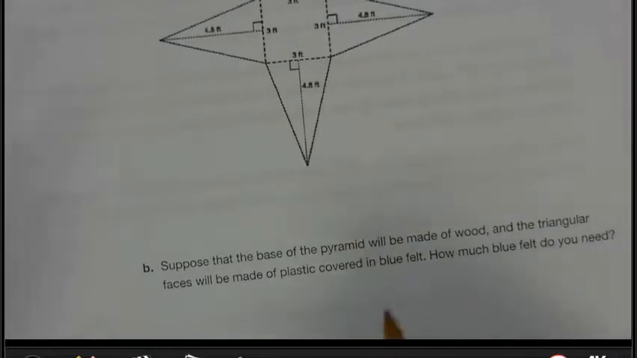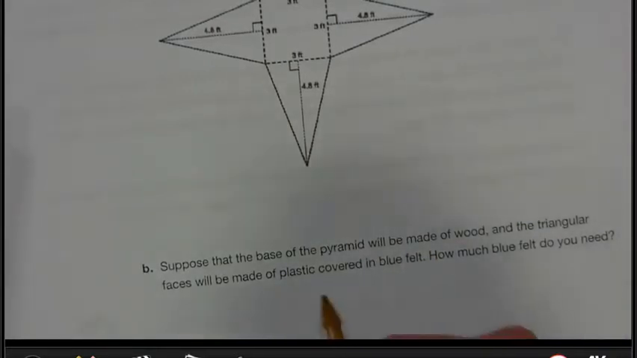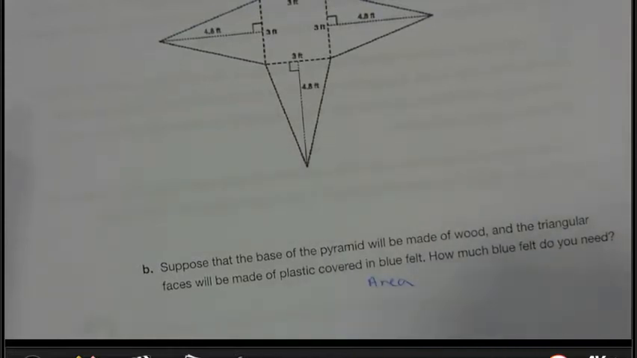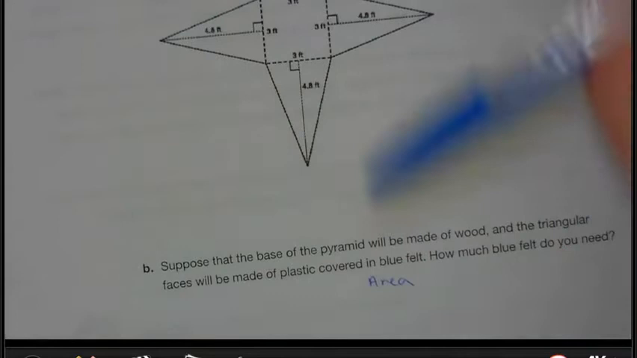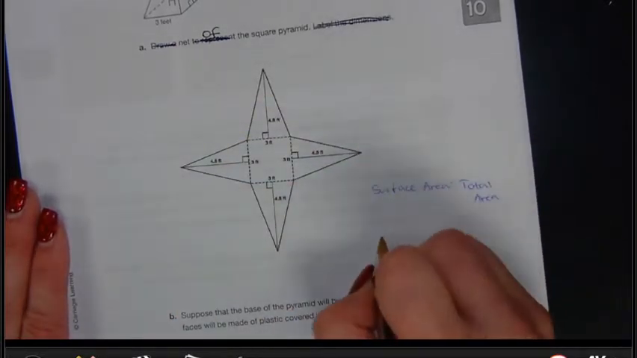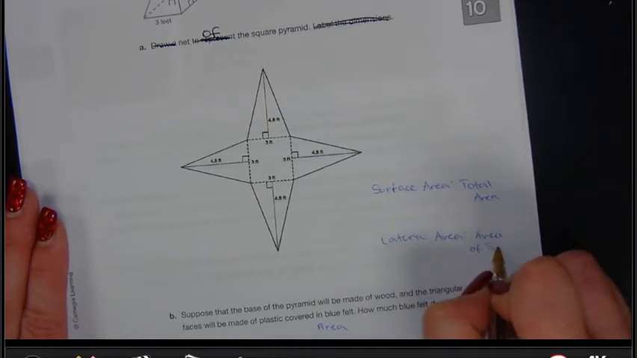So it looks like I'm going to be finding some type of area because I am not filling in this container. But am I finding the total surface area, or am I going to find just the lateral area? Now we have to remember the difference. So surface area is the total area. Okay, it's the area of everything combined. And then my lateral area is the area of sides. Okay, it's the area of just my sides.